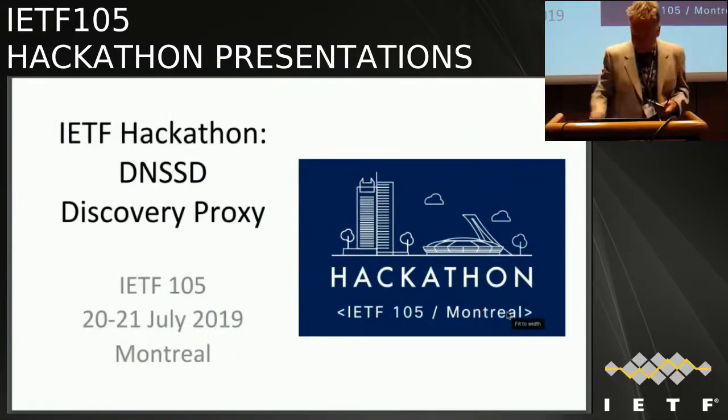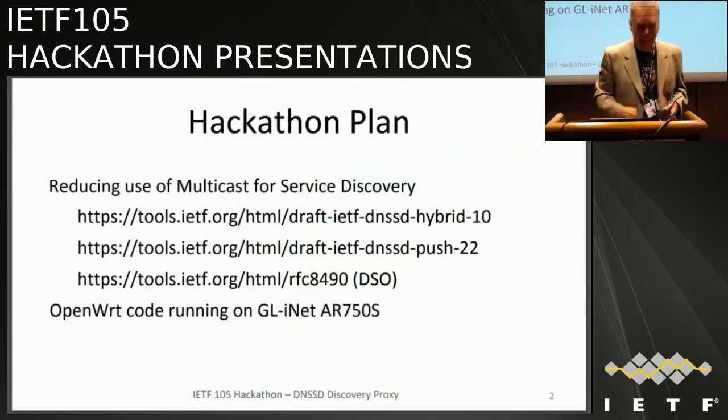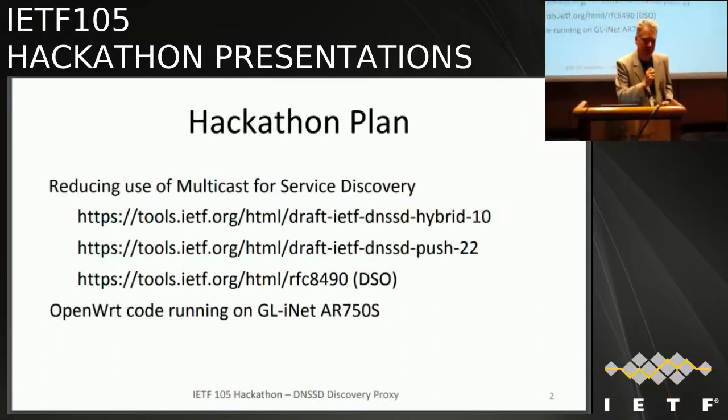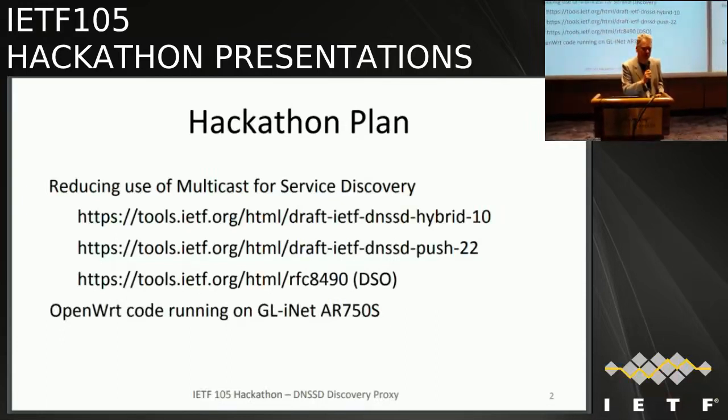Hello, I'll make this really fast. We're here making discovery work with less reliance on multicast, because multicast is slow, it's unreliable, it's wasteful of shared wireless spectrum. There's a list here of the drafts. The discovery proxy is based on the hybrid draft, which uses DNS push notifications, which in turn builds on DNS stateful operations.